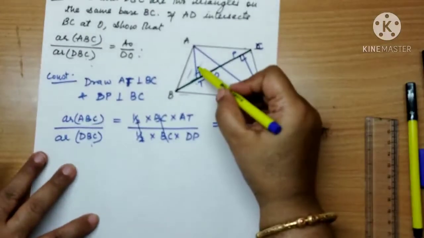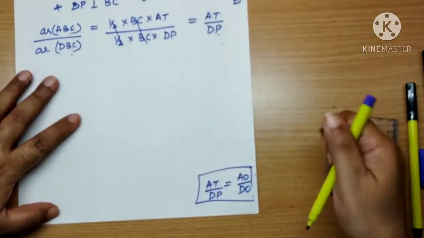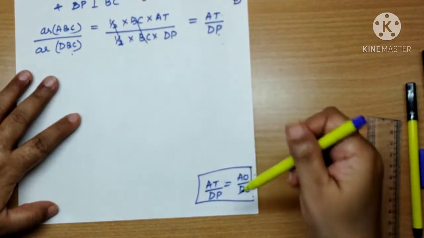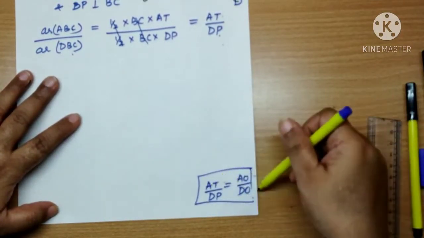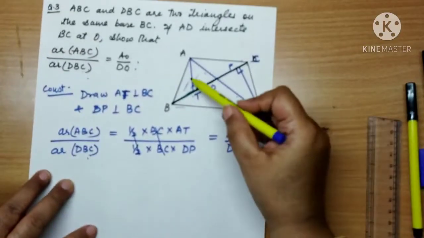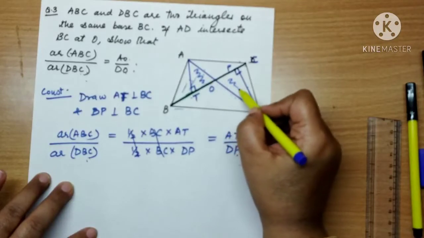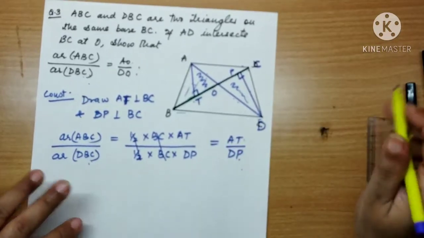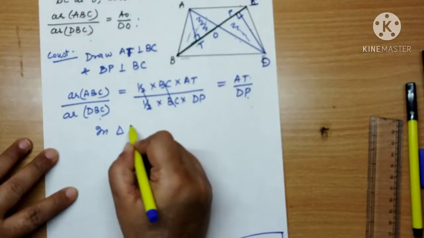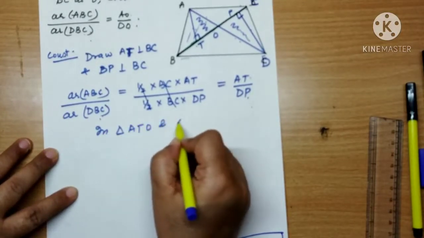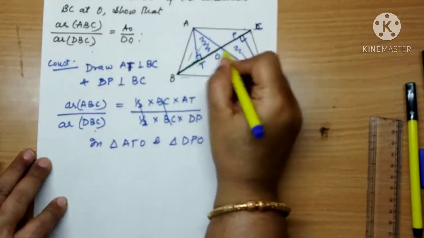Now AT by DP equal to AO by DO. This is proportionality of the sides. And how do we get proportionality of the sides? If we prove the triangles with these sides similar. So AT, AO, DP, DO. That means I need to prove these two triangles similar. So let us try and prove these two triangles similar. In triangle ATO and triangle DPO, we have these angles 90-90.